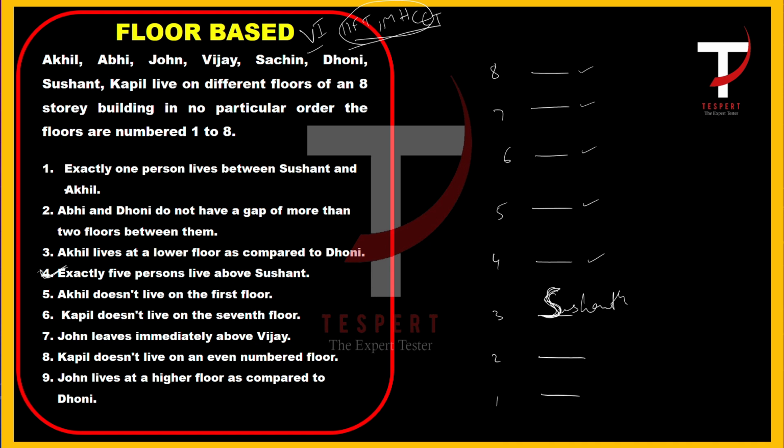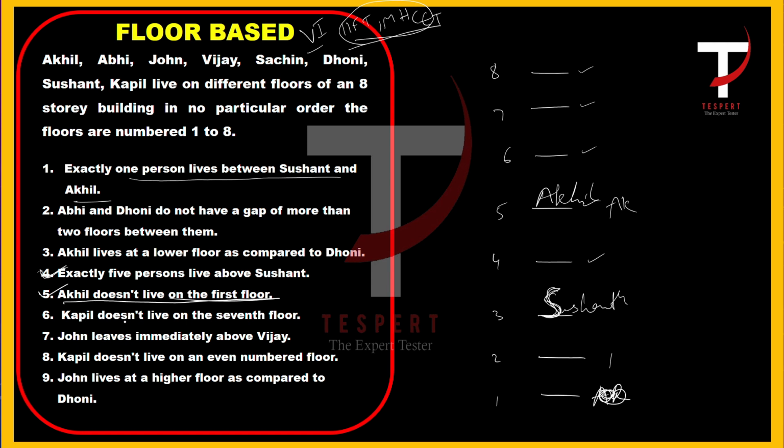We shall move on to statement 1. Exactly 1 person lives between Sushant and Akhil. So Akhil can be here, or Akhil can also be here, because there is exactly one person in between Sushant and Akhil. Okay, but consider statement 5 again. Akhil doesn't live on the first floor, so Akhil won't come here. Akhil comes here. Okay, fine. So this is ruled out.